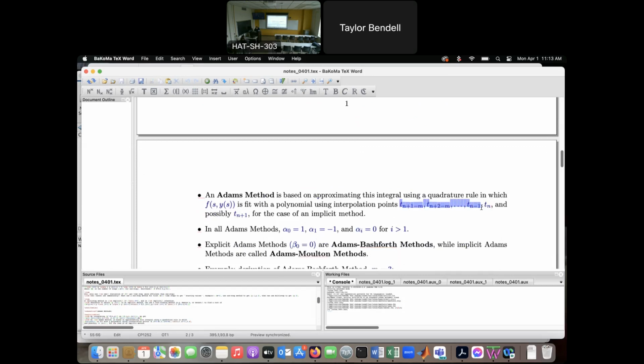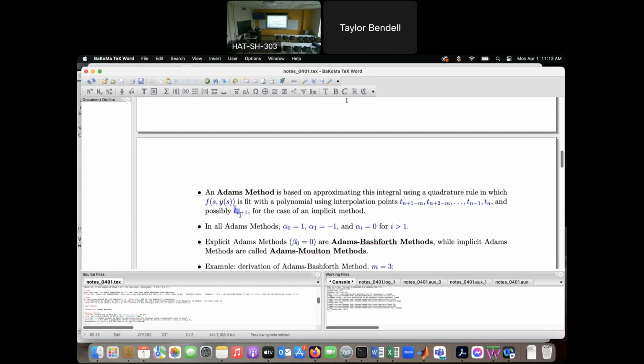That's if the method is explicit. If the method is implicit, I also use Tn plus 1. So the idea is I'm using these as my input values into this function, and my outputs for my interpolation are the y values that I'm dealing with. And I will show you a little bit how one of these Adams methods is derived using this approach.